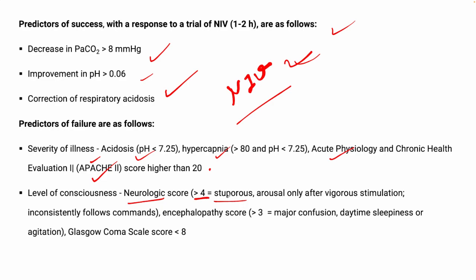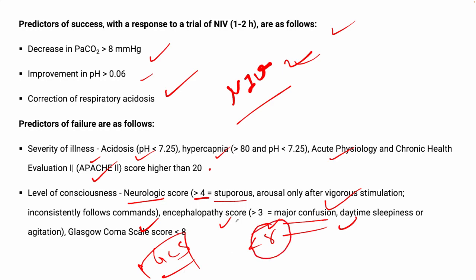That is either a slow response, or you can say the patient is in the condition known as near consciousness. Or vigorous stimulation is required, or the patient is inconsistent in following any command. Encephalopathy score is greater than 3, that is a major confusion, daytime sleepiness or agitation. And Glasgow Coma Scale score, GCS, remember this, that is less than 8. These all are the predictors where you will see that NIV is failing. So remember very well. Or failure of improvement within 12 to 14 hours of non-invasive ventilation.